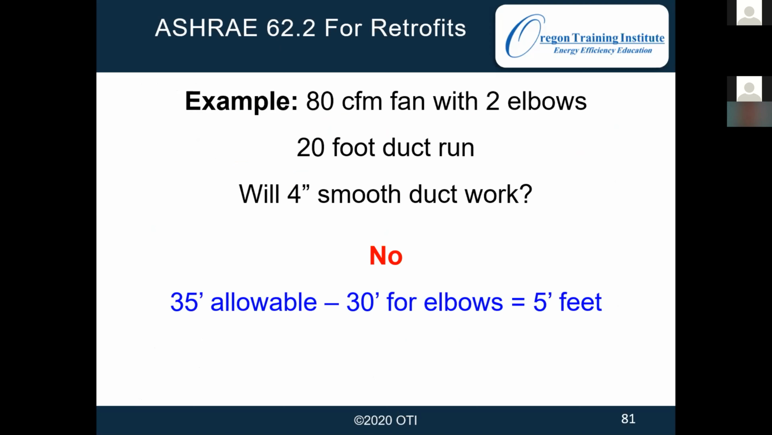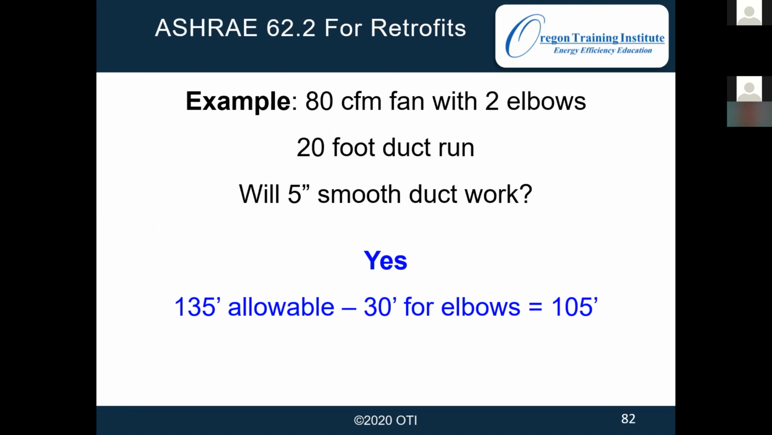So just the elbows alone are going to eat up almost all of our duct length. But if we bump it up to 5-inch, we're going to have plenty to work with. We've got enough for the termination and to go several feet longer than most houses, even plenty of length. So bigger is better, so we have good airflow.